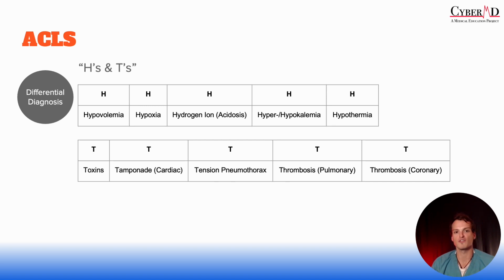Remember, we have hypovolemia, hypoxia, hydrogen ion, which stands for acidosis, hyper or hypokalemia, and then hypothermia. And then for our T's, we have toxins, cardiac tamponade, tension pneumothorax, thrombus, such as a PE or of pulmonary origins, and then thrombus of cardiac origins, such as in a myocardial infarction.